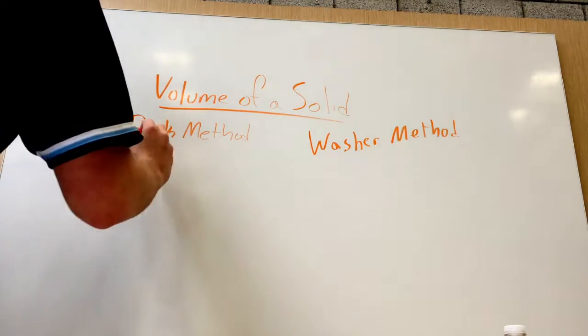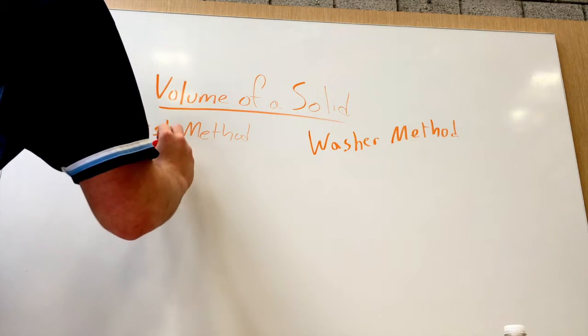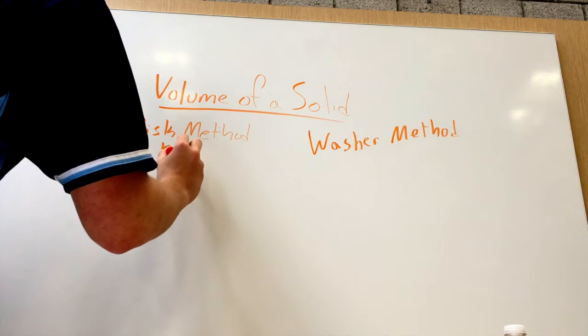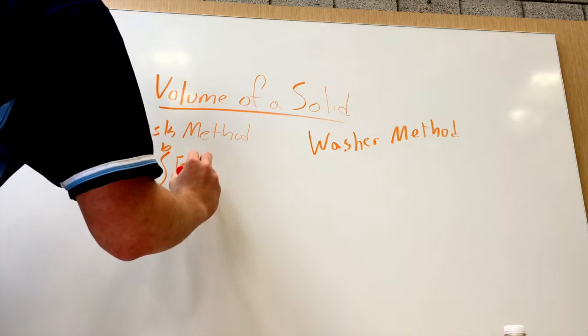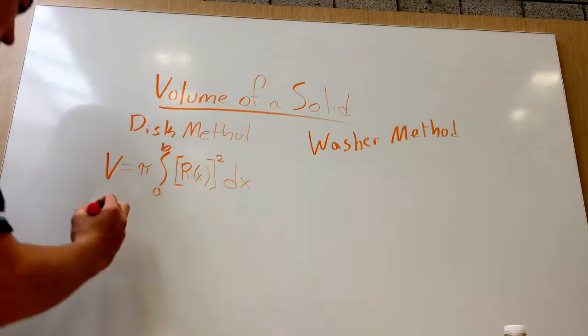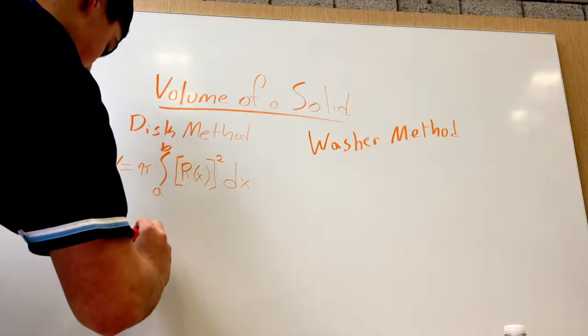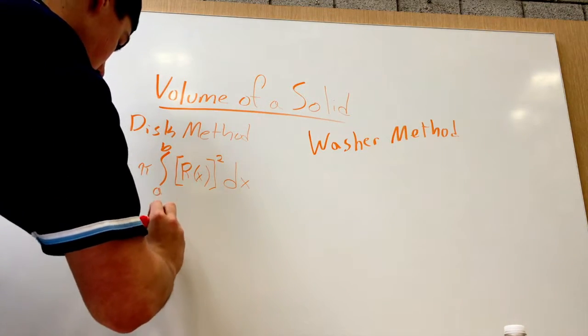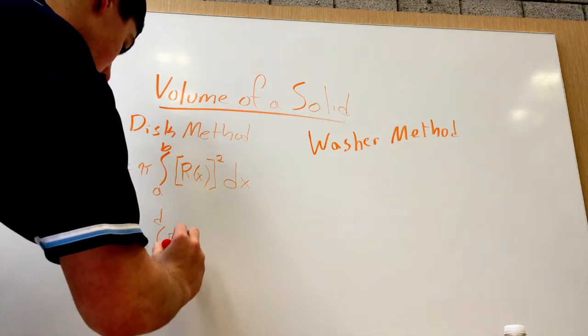So here are the equations to find the volumes using each method. First we have the disk method. This shows how volume is equal to pi times the integral of your equation squared. And as you see, we'll write both equations. This works for either dx or dy, depending on the way you're revolving.